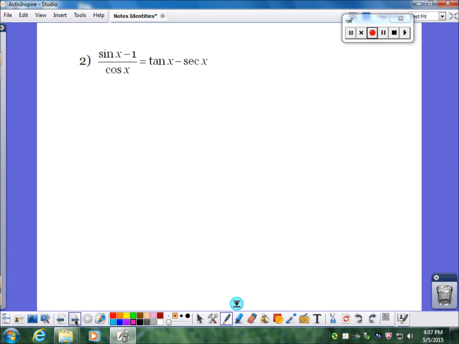All right, let's try another one. All right, look at this one. Which side looks the most complicated? Probably the one with the fraction. Okay, like I said, there may be more than one way to do these problems.